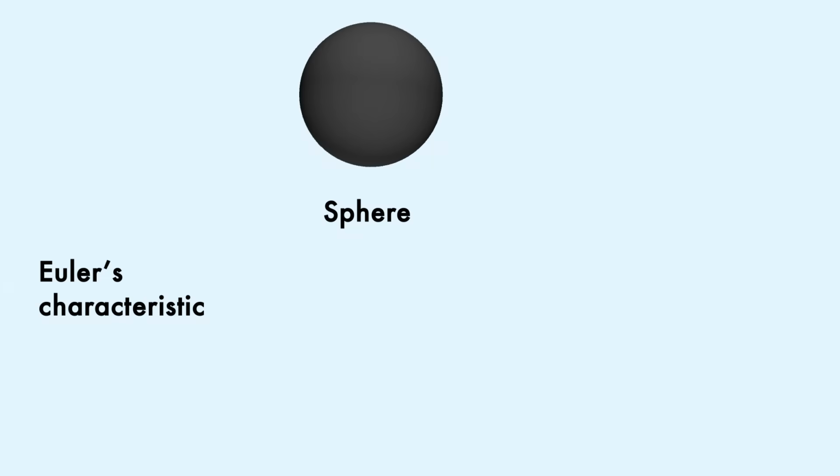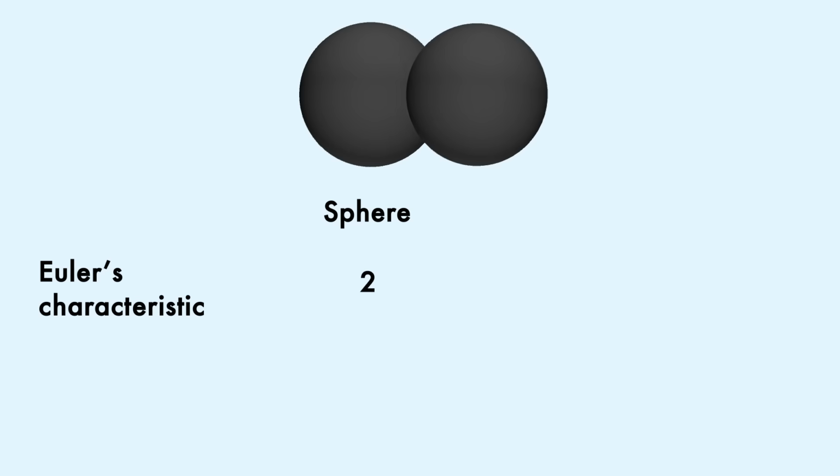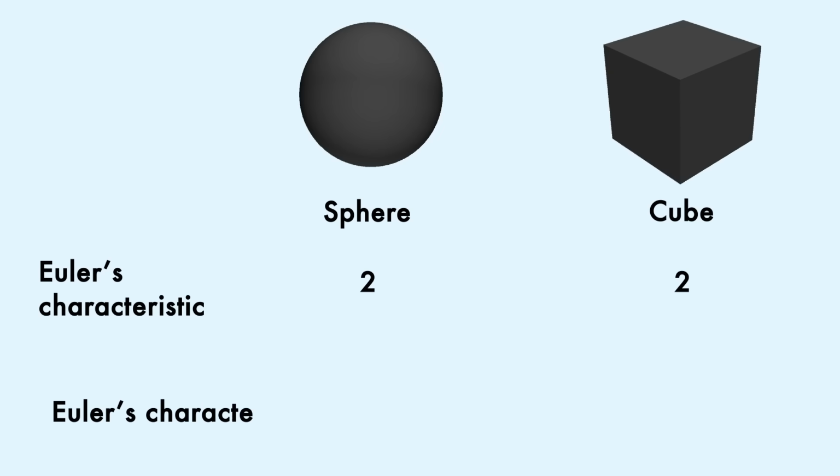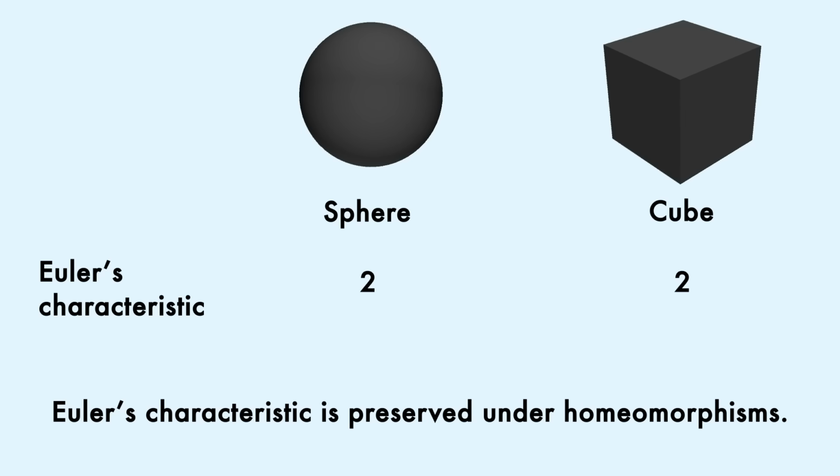In fact, even for a sphere, with regards to the surface, Euler's characteristic is still 2. And that's because a sphere can be morphed into any convex polyhedron, aka these shapes are homeomorphic, and Euler's characteristic is preserved under homeomorphisms.